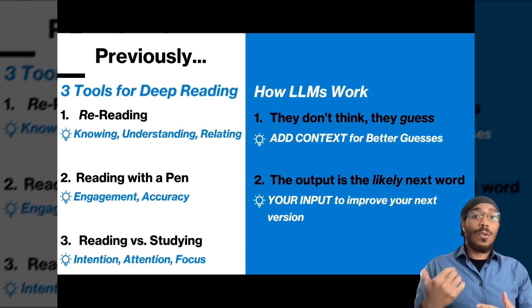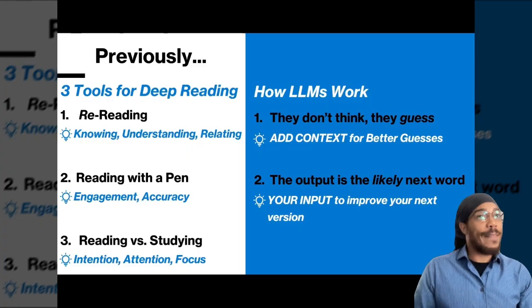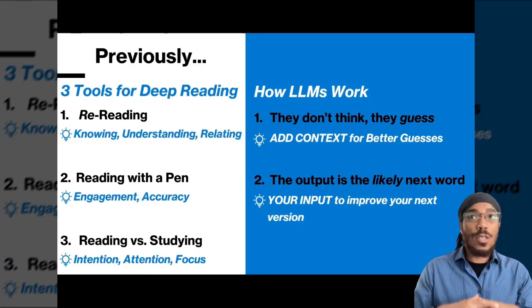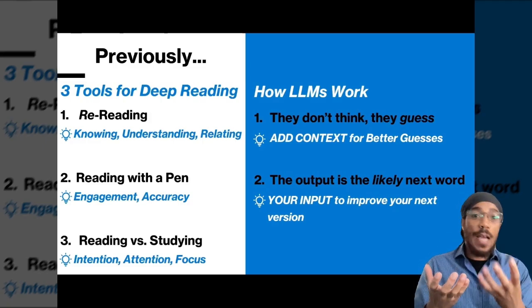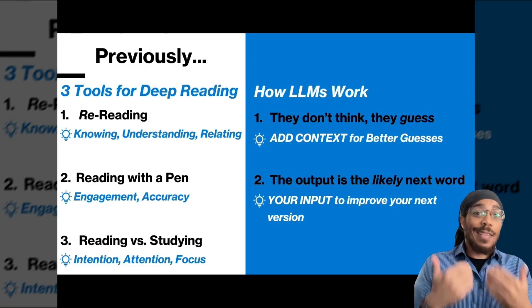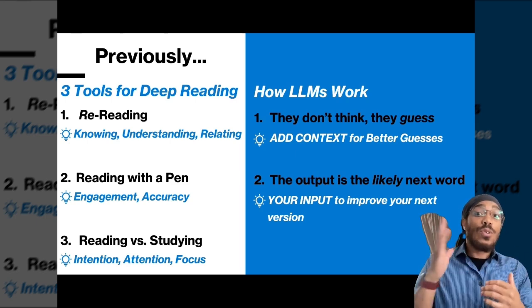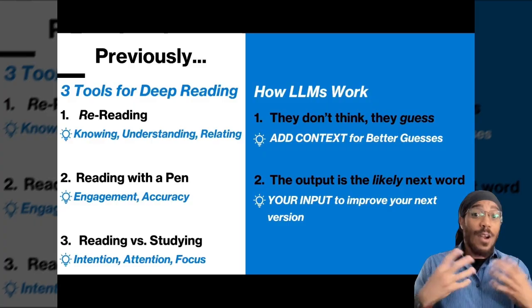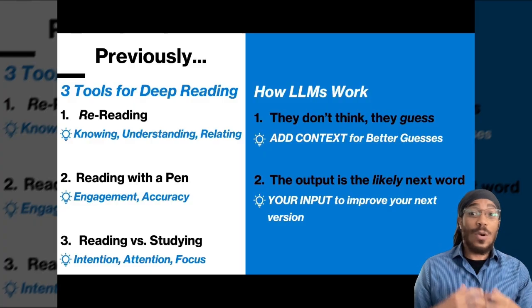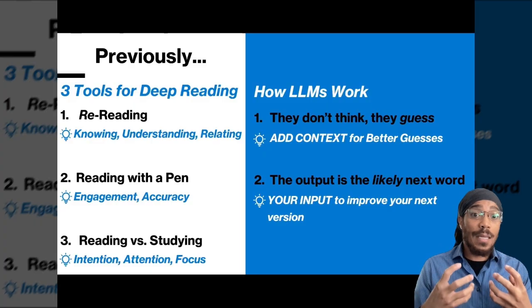As you can see here, number one, they don't think, they guess. And they're really good guessers based on the probability of the training data they have, the context you provide, and what they think is the likely next best word. So, in order to use that weakness as well as the second one, their output is likely the next best word. Again, they're based on probability calculations as to what the next word is.